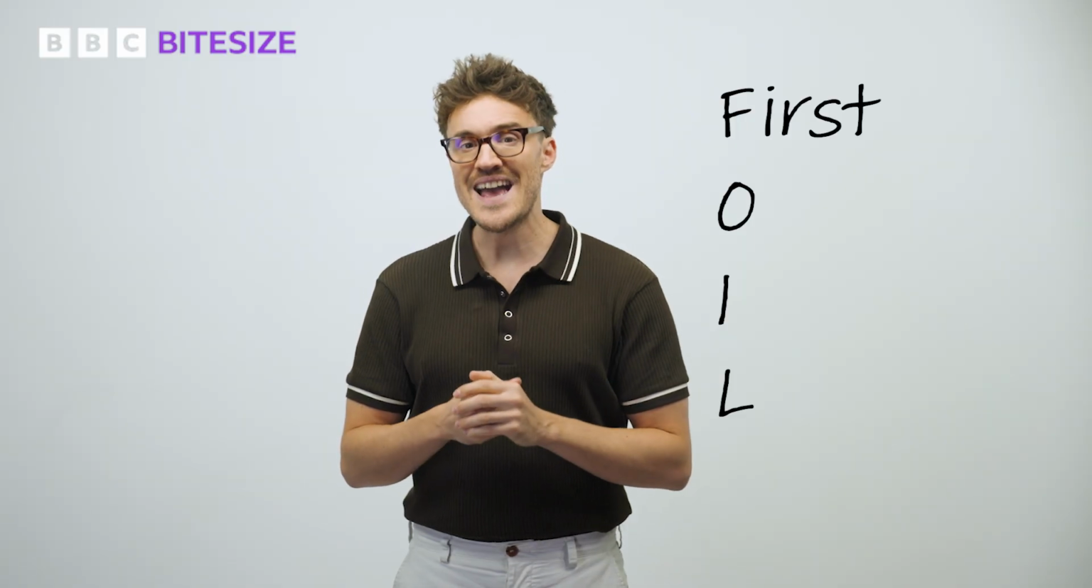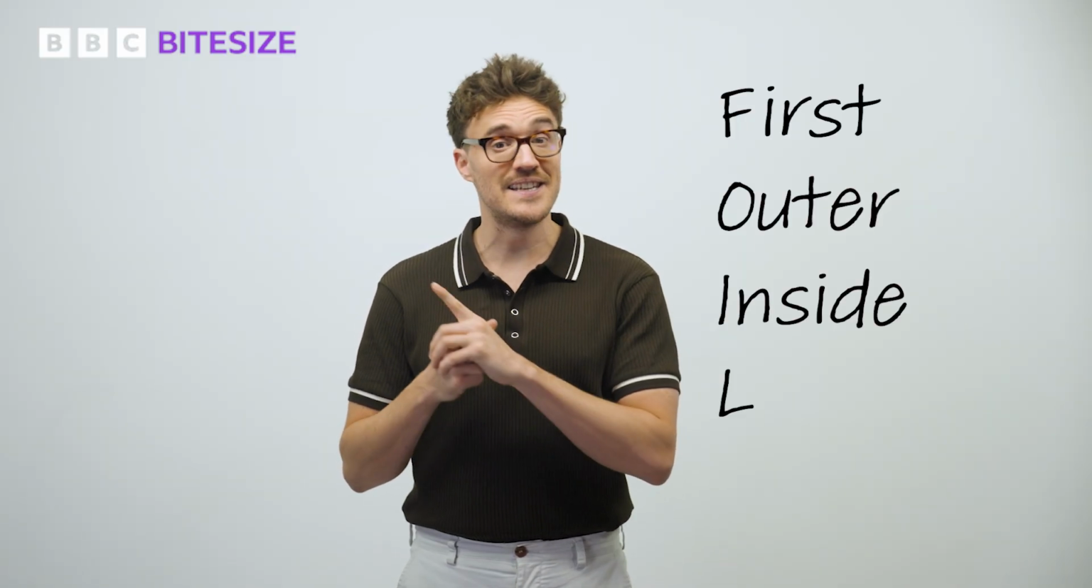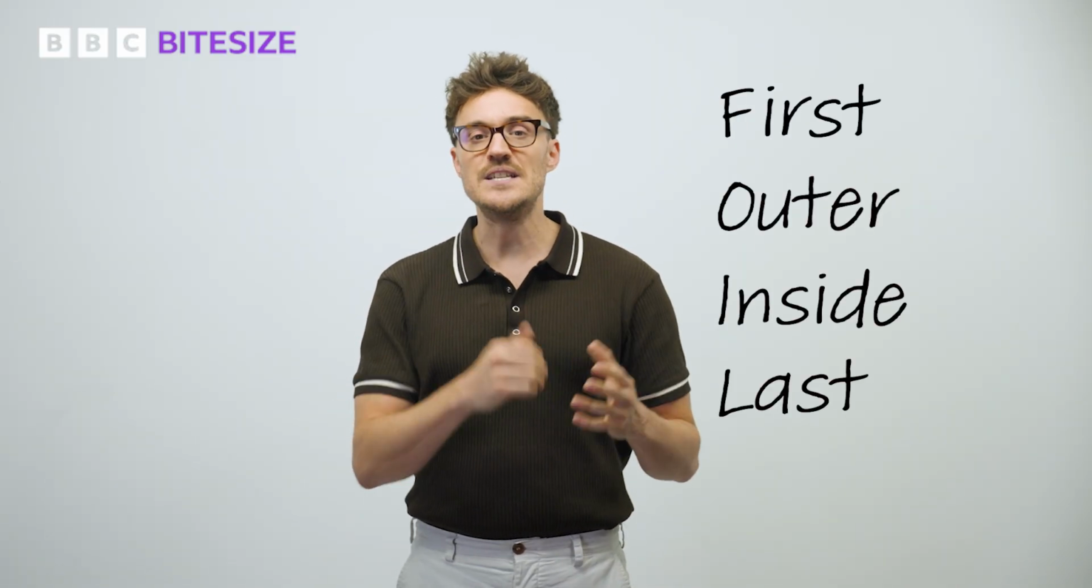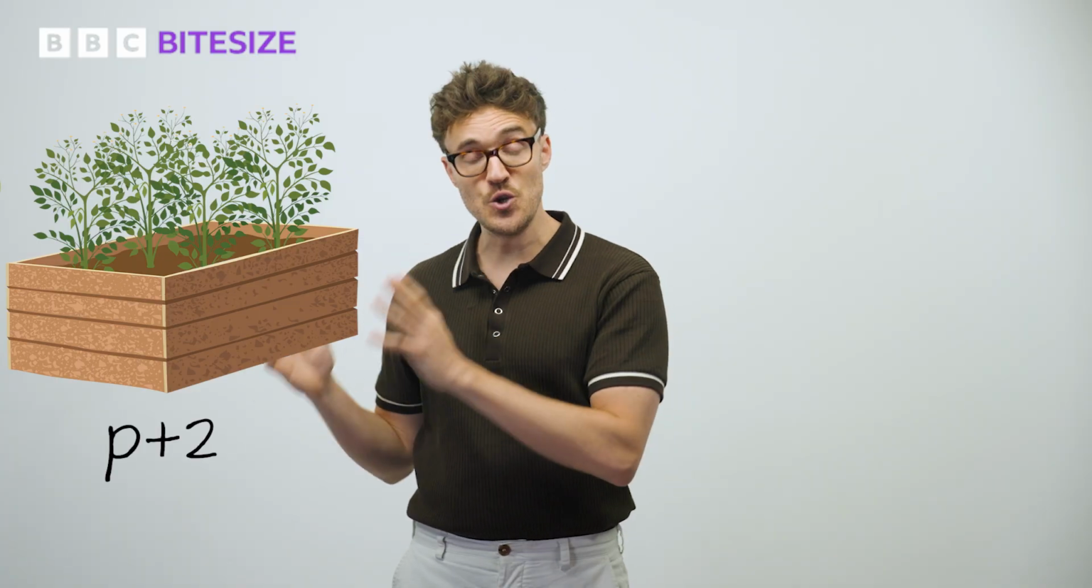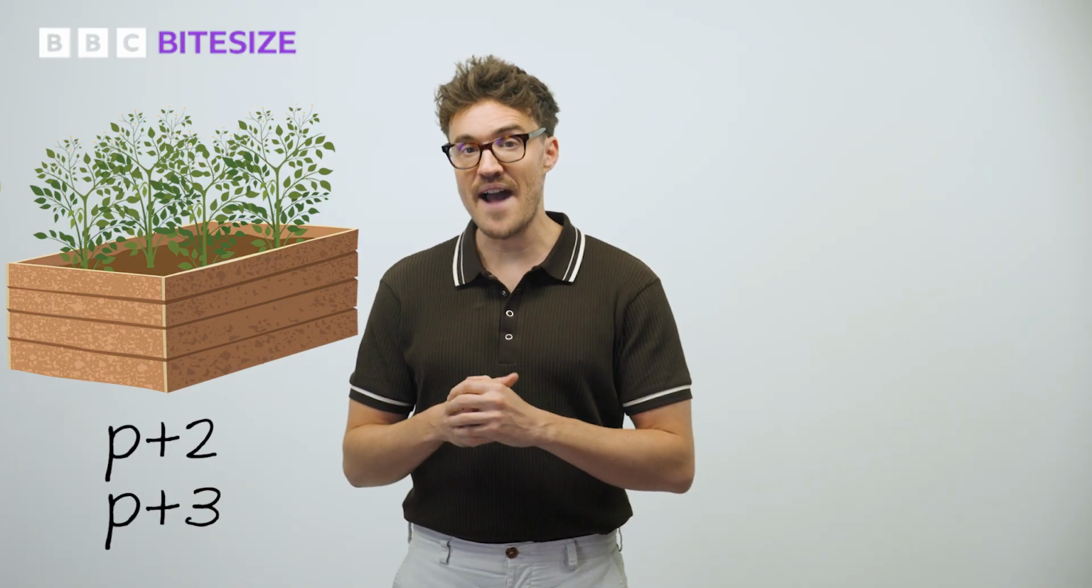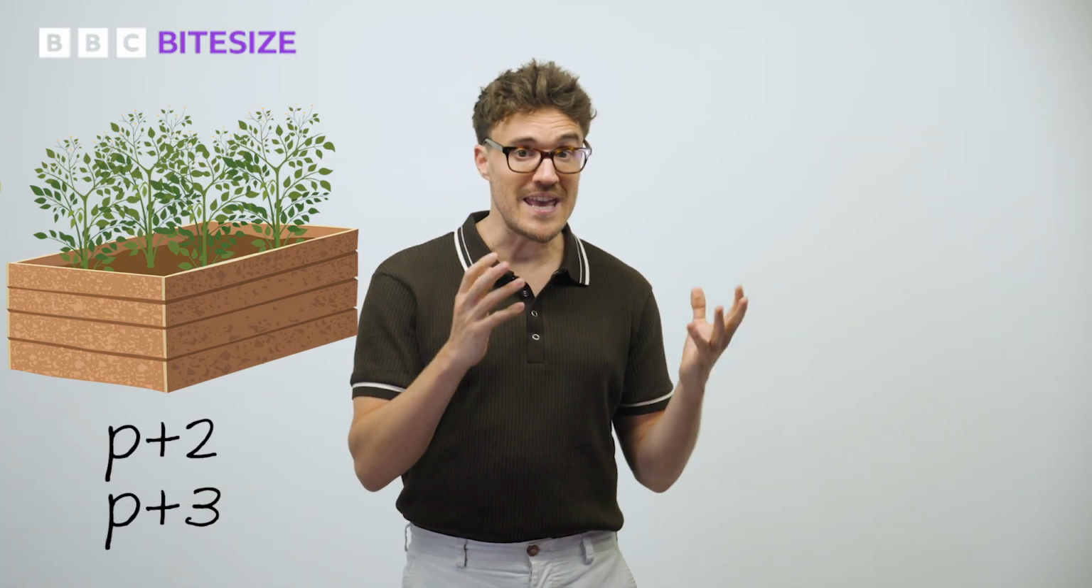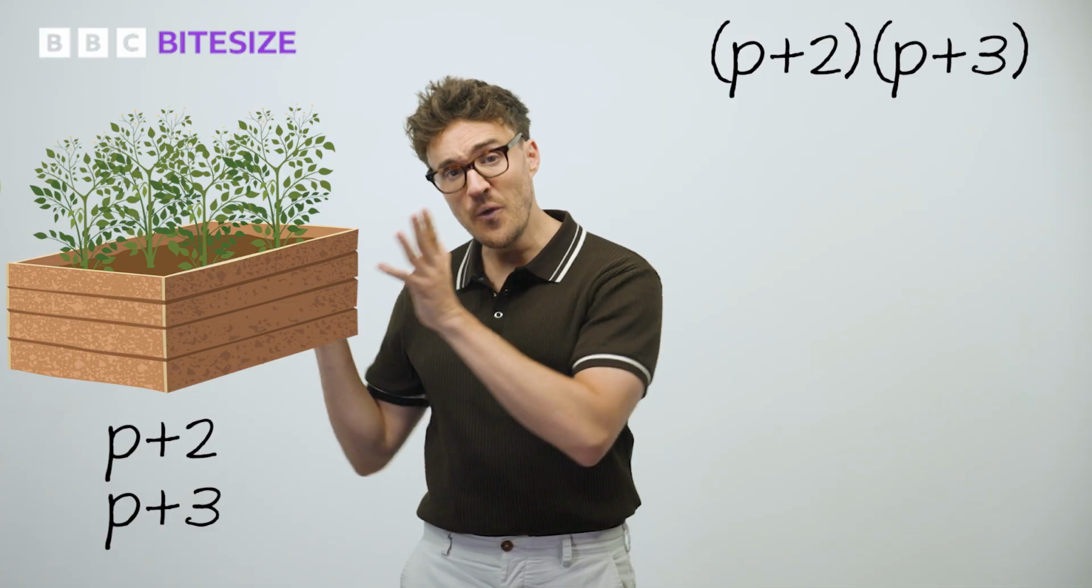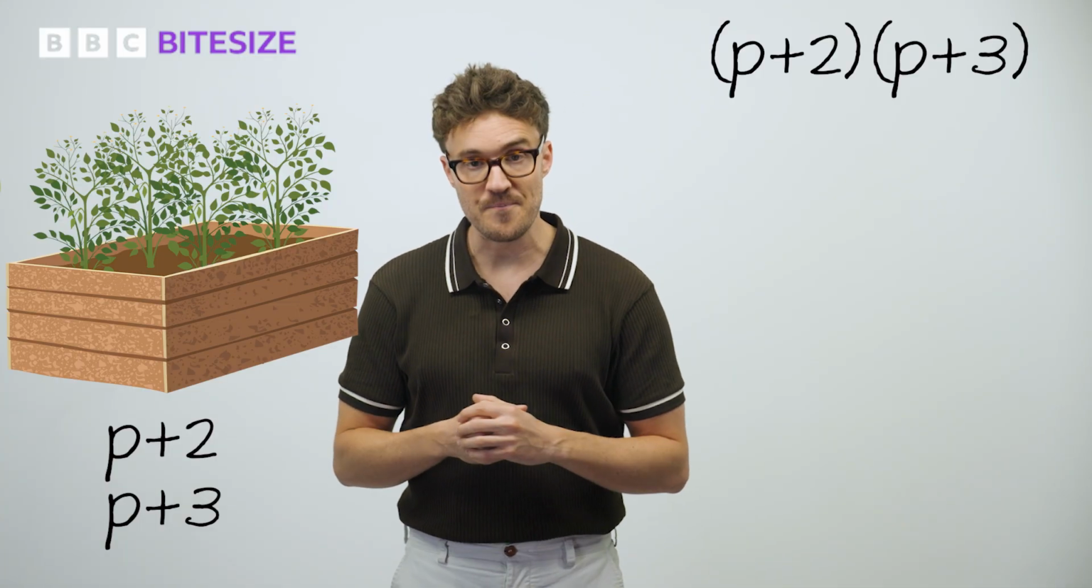Now we have our tools, resources and land. That means it's time to get planting. I bought some apple seeds from an NPC, so let's use FOIL to work out how to plant them. FOIL: first, outer, inside, last. The length of each planting bed is P add 2. The width is P add 3. So the area equals P add 2 multiplied by P add 3.